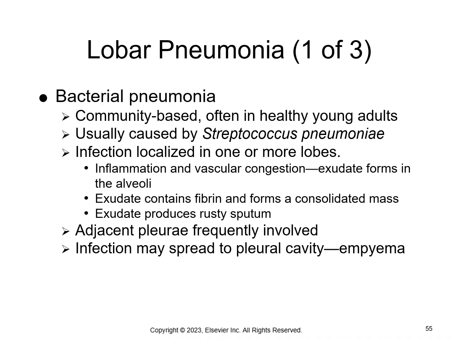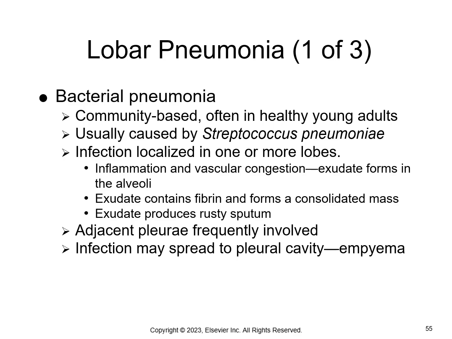Next, the neutrophils, the red blood cells, and fibrin will accumulate in the alveolar exudate and cause it to form a solid mass in the lobe known as consolidation. The red blood cells in the exudate produce the rusty colored sputum associated with this type of pneumonia. Eventually, the red blood cells break down, and as the infection resolves, macrophages break down the exudate and allow it to be expectorated or reabsorbed.